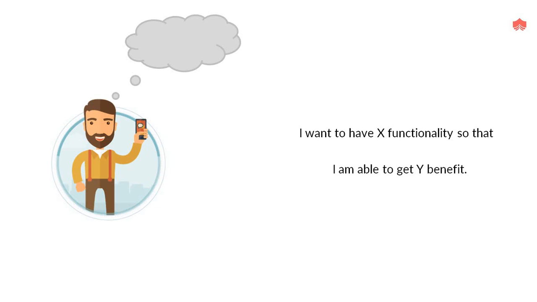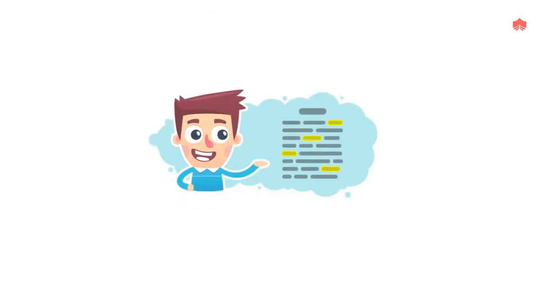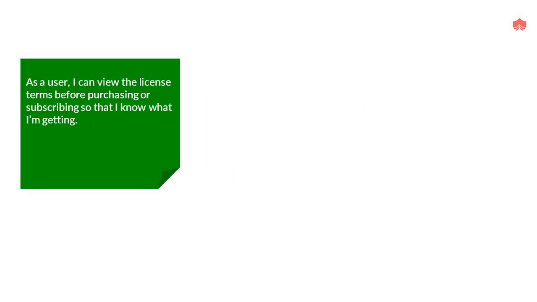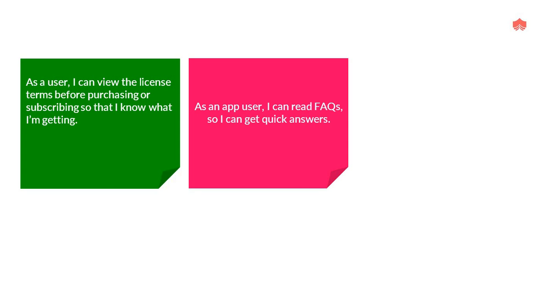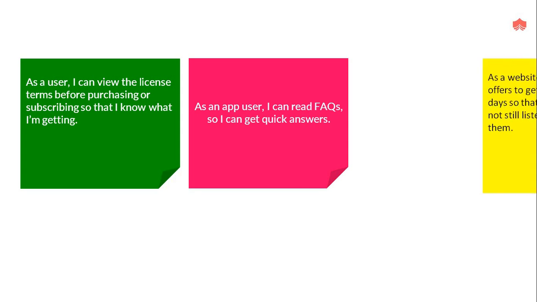While creating a user story, you write in the exact same way. The only additional thing is that you also need to tell about the type of user you are. Let us clarify this with a few more examples. As a user, I can view the license terms before purchasing or subscribing, so that I know what I'm getting. As an app user, I can read FAQs, so I can get quick answers.